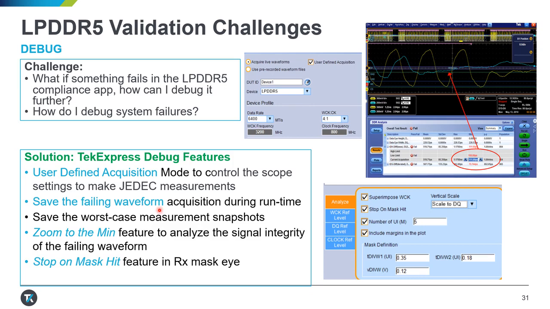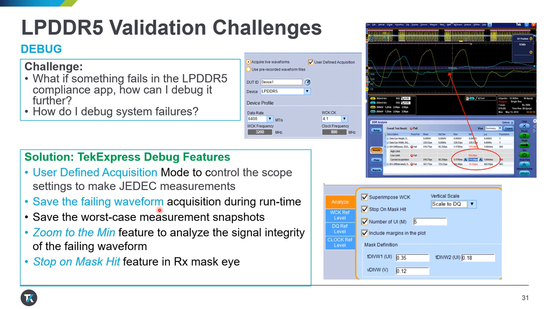Now, most compliance apps, when you select a test and hit start, will start with the default setup, do the auto set, and then go and make the measurements and provide a report. This is excellent and fine if everything is passing. But what happens when something fails? How do you debug it? With this feature, the save the failing waveform feature, you can actually save the failing waveform during runtime.